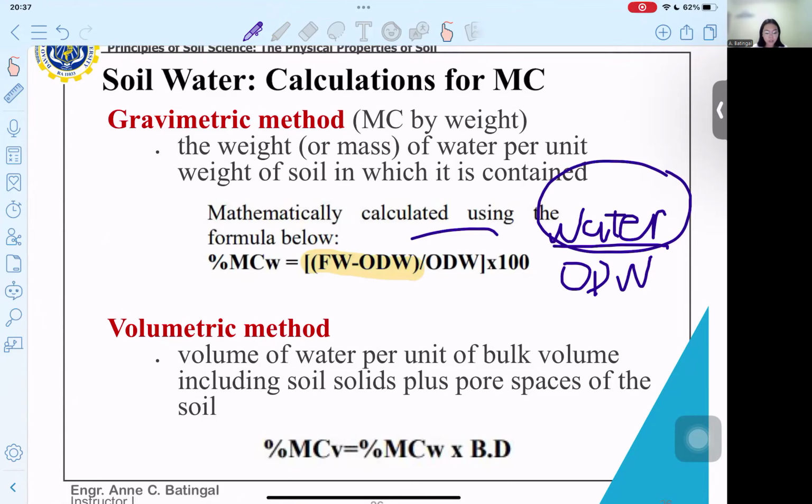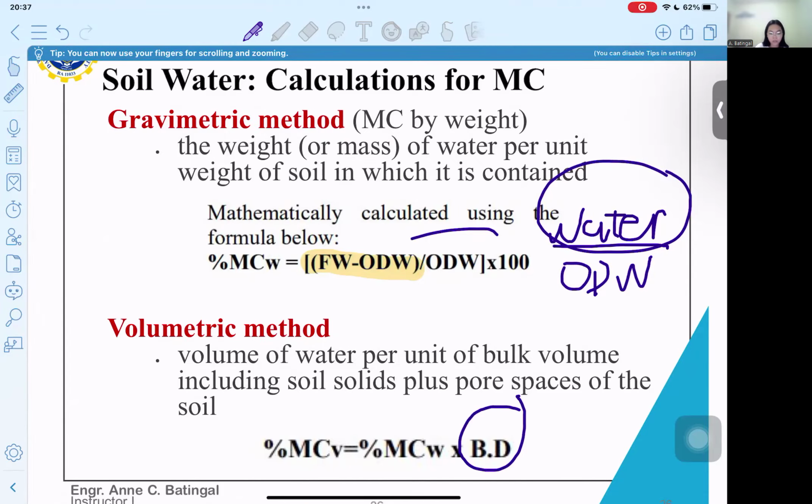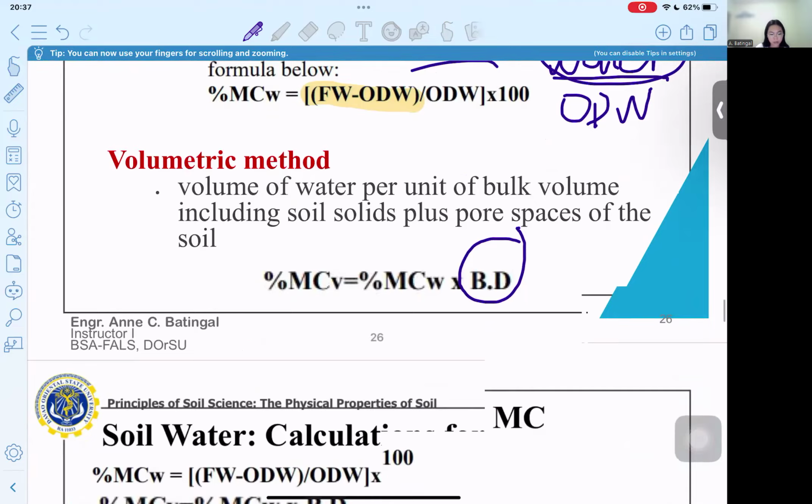Now, since your volumetric method takes into account the bulk volume or the total volume, which includes the pore spaces, that's the reason why it is the bulk density that is used in the formula and not your particle density, since we're taking into account the pore spaces. Okay, so let's have an example with regards to gravimetric and volumetric method.